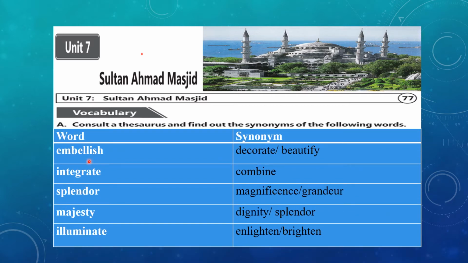Alright, first word is embellish and its synonyms are decorate and beautify. The second word is integrate and its synonym is combine. Splendor, its synonyms magnificence, grandeur. Next word is majesty and its synonyms are dignity, splendor. The last word in this list is illuminate and its synonyms can be enlighten or brighten.